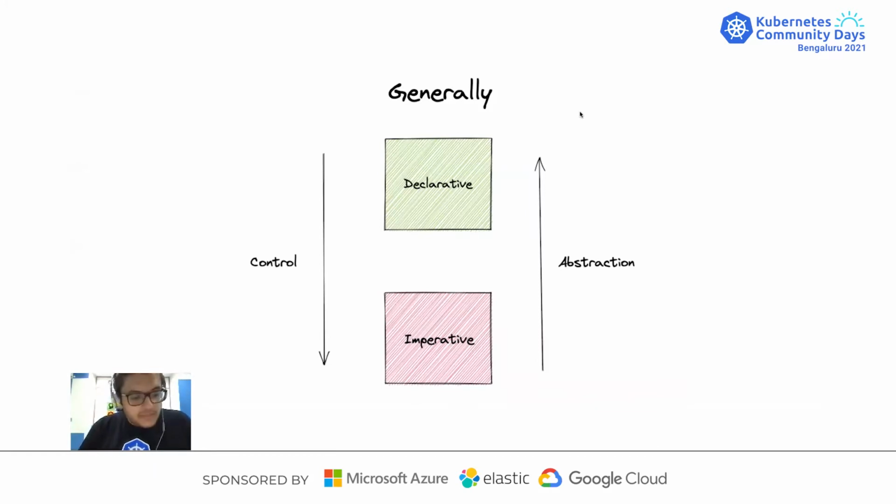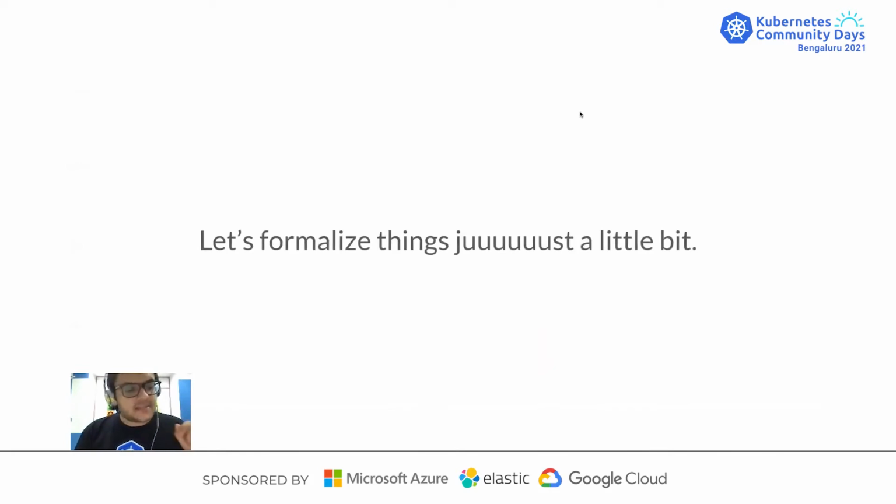So having a more abstract system in that case is the way to go, and a declarative system is the way to go. And Kubernetes is a perfect example for that, as we'll soon see. So let's formalize things just a little bit to try and build a mental model of things.